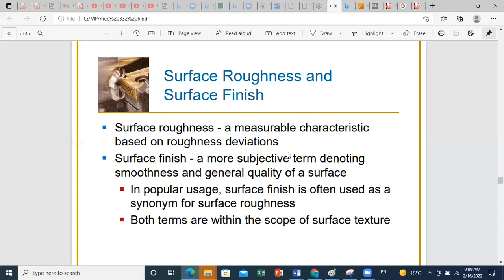So we say when we have a very good finish, this means in general that the surface is very smooth. And in popular usage, surface finish is often used as a synonym for surface roughness. And both terms are within the scope of surface texture. So when we talk about surface texture, we just talk about, if you want, the external surface. Okay, we don't take the layer below it. We'll see after that surface integrity will consider also the layer below the top surface and how its property can affect the material.